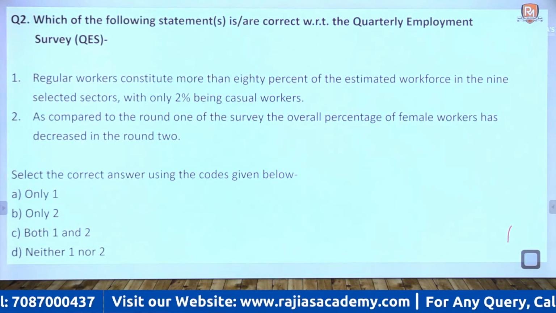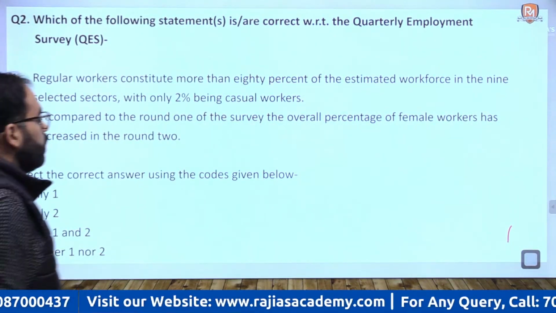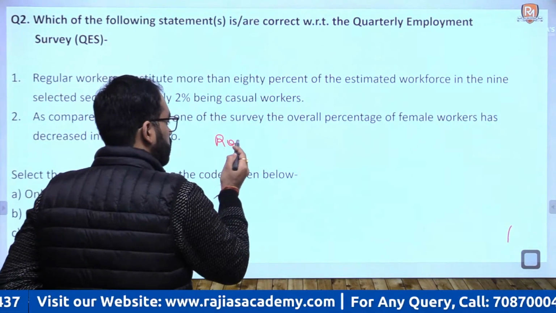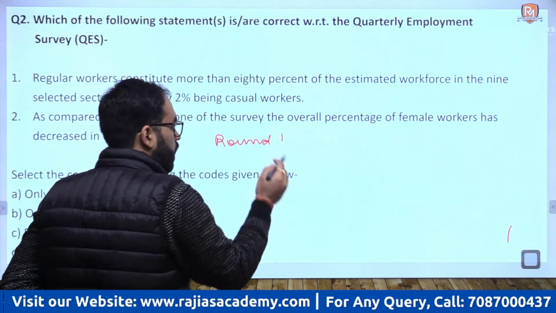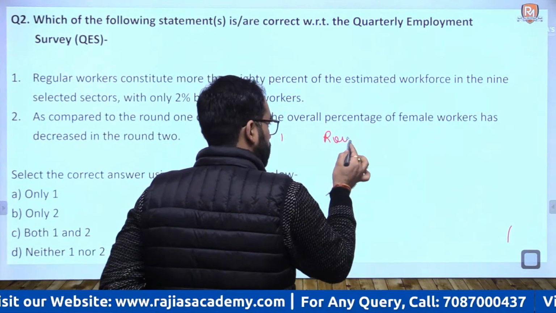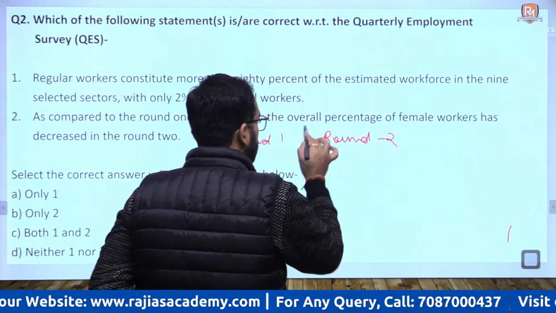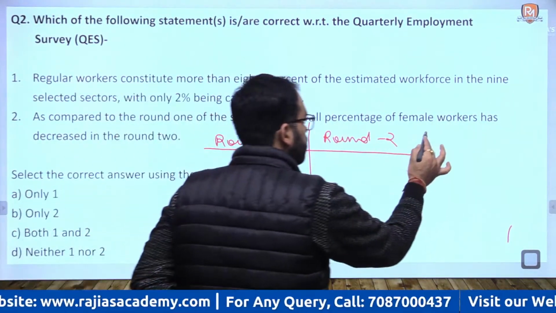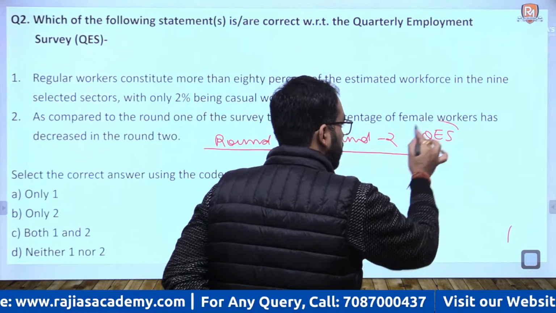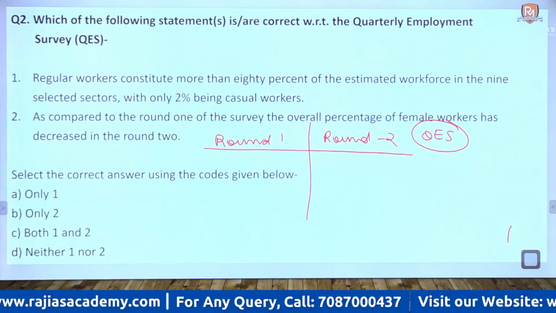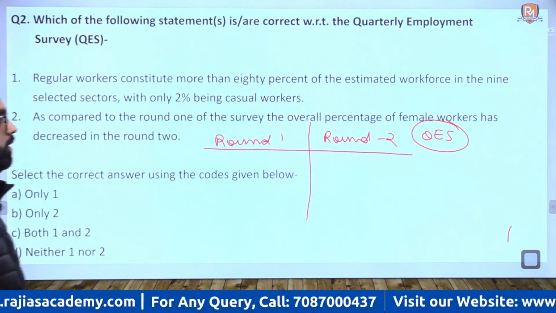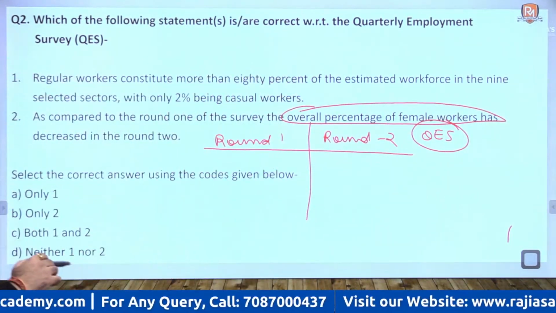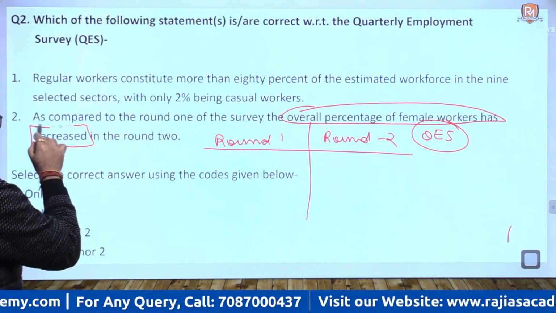Great. Right. So look, as far as the round 2 of the QES, the quarterly employment survey, is concerned, then certainly, to the astonishment of most of the people, the overall percentage of female workers did not decrease, but rather increased.